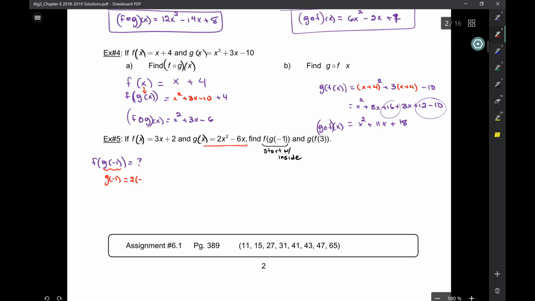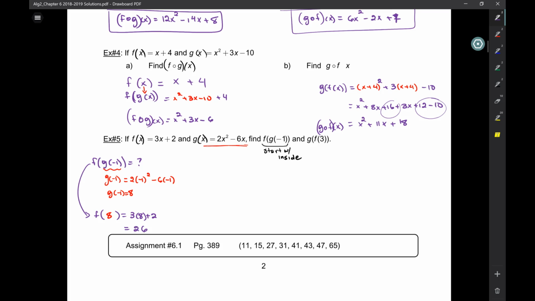So it's 2 times -1 squared minus 6 times -1. This is why we have you do all that in the beginning of the year. Okay? So how much is g of -1? 2 plus 6. I'm getting 8. What do you guys think? 8. Now I go back to the outside. What was I looking for? F of that number 8. That will be 3 times 8 plus 2, 26. Okay? So it's always easier to start from the inside and go out.